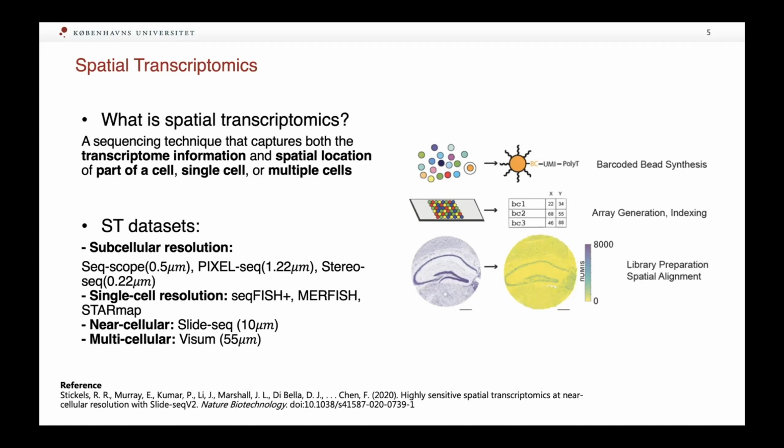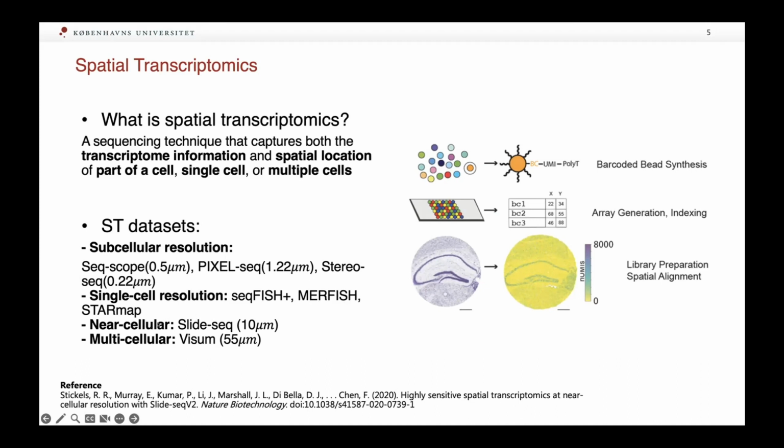Based on the resolution of the technology, there are four types of ST sequencing. The first one is sub-cell resolution ST sequencing, such as Seq-Scope, Pixel-seq, and Stereo-seq. And there are also technologies that can detect location and transcriptome at single cell resolution, like seqFISH, MERFISH, and STARmap.